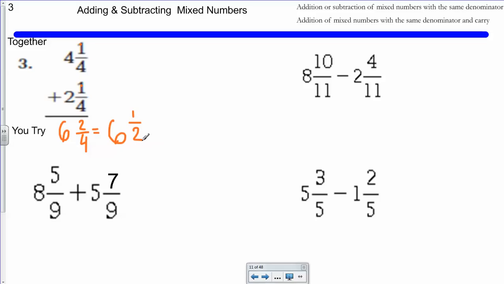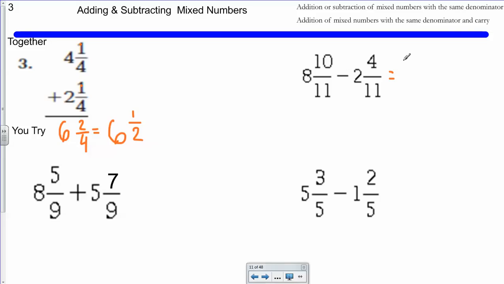So again, notice we don't really have anything new today. There's no new concept. We're just having to put together information that we know about adding fractions, simplifying fractions, converting an improper fraction into a mixed number. So there's nothing new today. We're just putting things together.